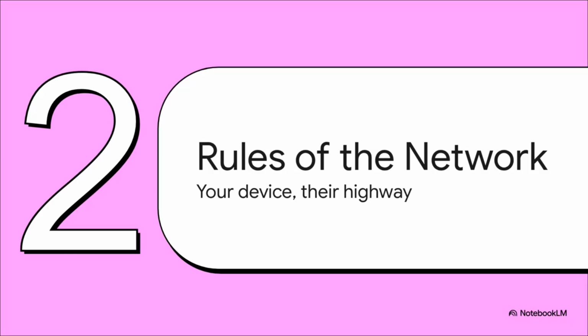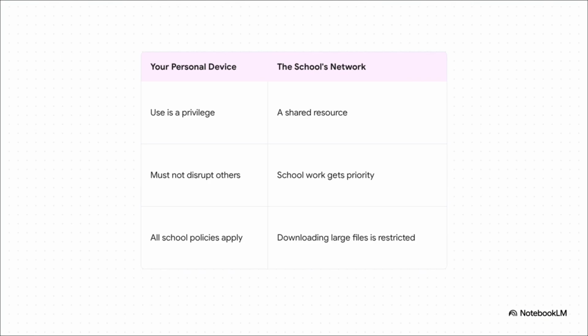Okay, now let's get into the nitty-gritty of the network itself. This is where your personal phone or laptop meets the school's digital highway. This chart does a great job of showing the balance you have to strike. The policy makes it clear that using your own device at school is a privilege, not a right. And when you're on the school's network, you have to remember that it's a shared resource. That means schoolwork always gets top priority, and you can't be doing stuff that slows it down for everyone else.